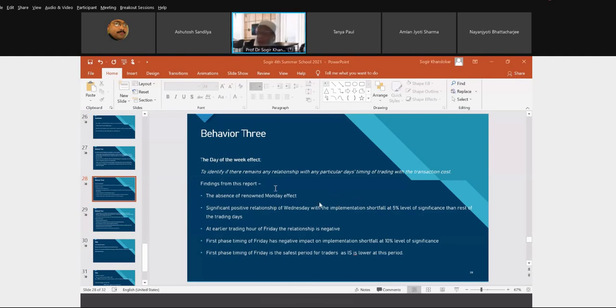We are finding the significant positive relationship of Wednesday with the implementation shortfall at the 5% level of significance compared to the rest of the trading days. A positive implementation shortfall on Wednesday indicates that there are not many sellers or supply on these trading days.